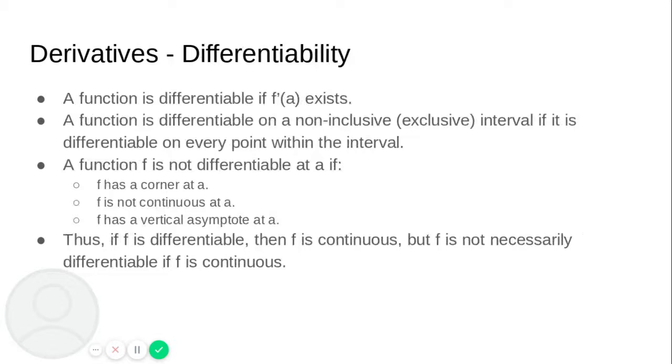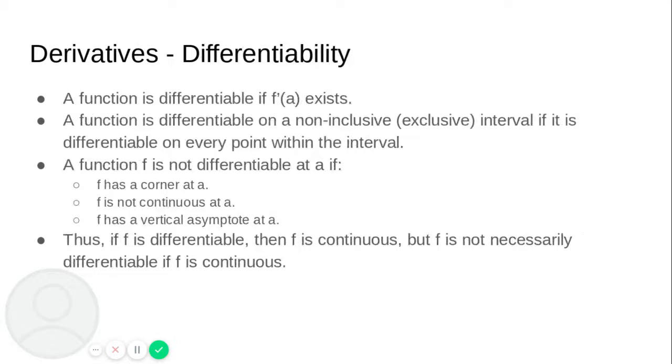So differentiability, rather, is the ability to be differentiable for a function. So if the first derivative of a function exists, then it is differentiable. It is differentiable on a non-inclusive, so an exclusive interval, if it is differentiable on every point within the interval. So a function is not differentiable at a if f has a corner at a.